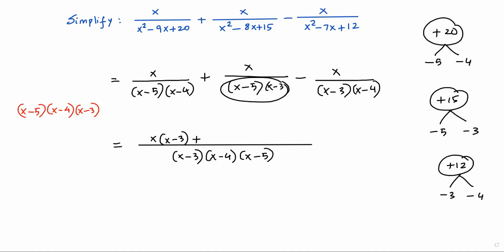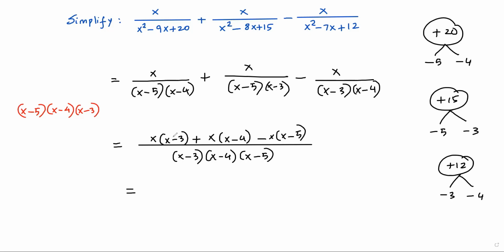Now compare the second denominator and the common denominator. What is missing? (x − 4). So we multiply the numerator by (x − 4). Now compare the third denominator and the common denominator. (x − 5) is missing, so the numerator x has to be multiplied by (x − 5).